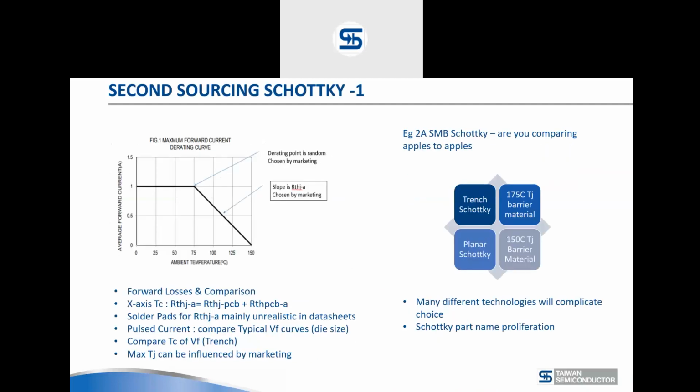We'll move on a little bit more, and now we're going to go to second sourcing. Second sourcing will split in two parts. We'll first look at forward losses, and then we'll go to reverse losses. On the left-hand side, you typically see these derating curves. On the x-axis, you have ambient temperature here.